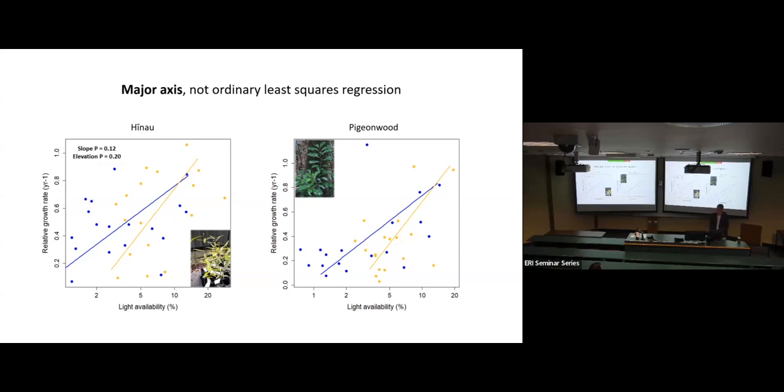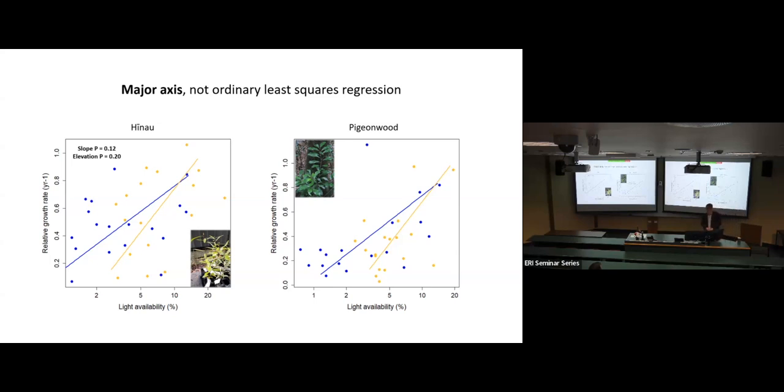Hinau was a species that didn't behave very well. My impression is that perhaps it's not a great species for transplanting. Some individuals grew well, but look at this plant down here. We gave it everything, it's got like 7% light, and it just sat there and sulked. Some of them took off and some of them just sulked. So we don't really have a lot of statistical power to detect differences there. We have no evidence of a difference between the two forest environments, which goes against the hypothesis.